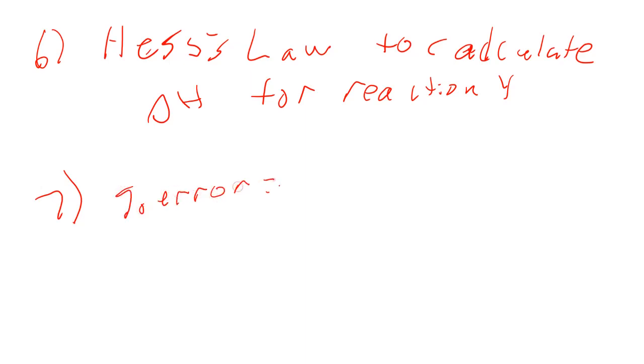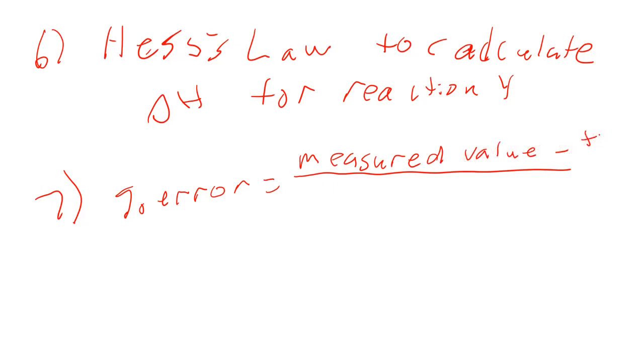So we've done percent error a few times. Remember that we take our measured value minus our true value. And we say true value, but it's really more the accepted value. So you're going to take your measured value minus your true or accepted value, divide it by your true value. And that's going to give you your percent error.